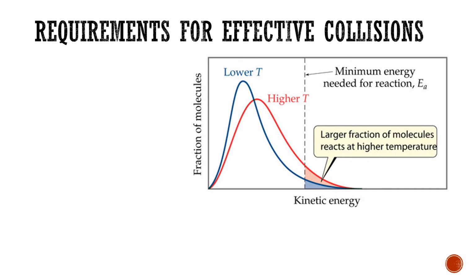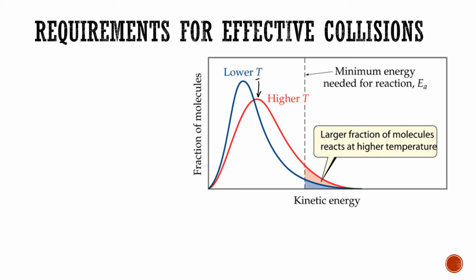So our requirements for effective collisions, this is another graph that you saw yesterday. We're looking at the fraction of molecules, so we're looking at the proportion of molecules at two different temperatures. So in the blue here, I've got the lower temperature. In the red, I've got the higher temperature. You can see that the area under those curves is going to be the same. We're just skewing that higher temperature more to the right. That's why that peak kind of drops down a little bit. It's because it gets spread out further.